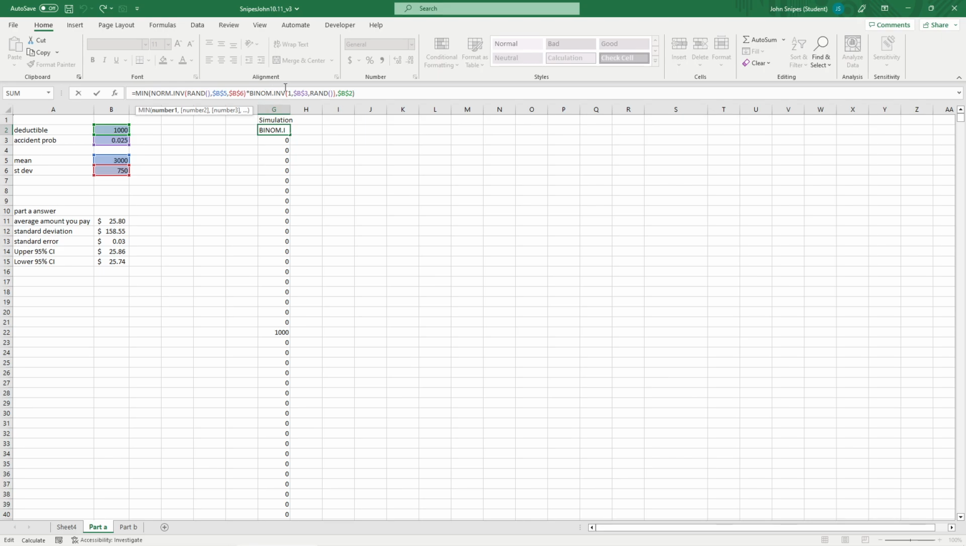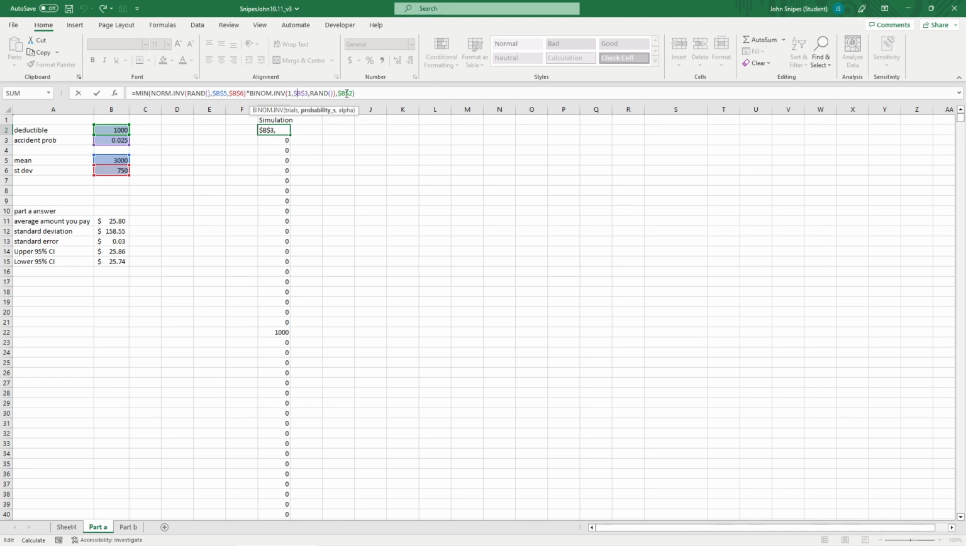The second part of that function is going to be determining, do you have an accident that year or not? And for that, we're going to use an inverse binomial function. We're only doing one trial, so each year is going to be its own separate trial. And then our probability is coming from the probability we're giving. And then we're using a random number generator. So that's going to give us either a 1 or a 0 as to whether or not we're having an accident. And so then if you don't have an accident, you're going to have 0. And then if you do have an accident, it's going to be 1 times the damages.